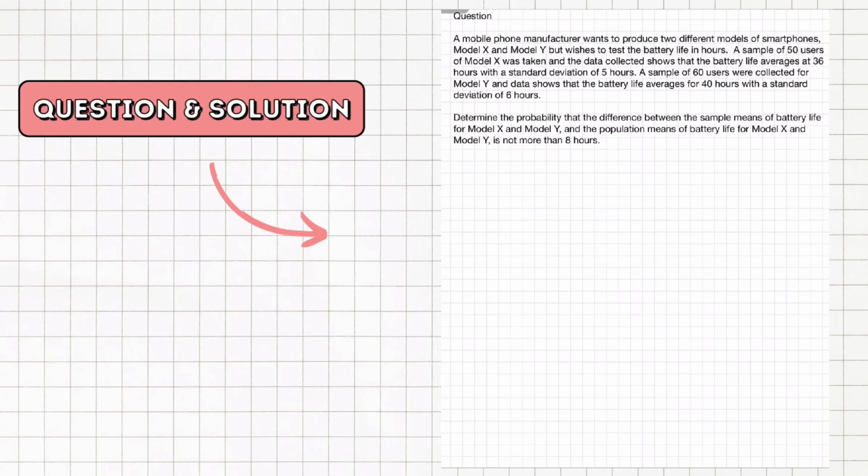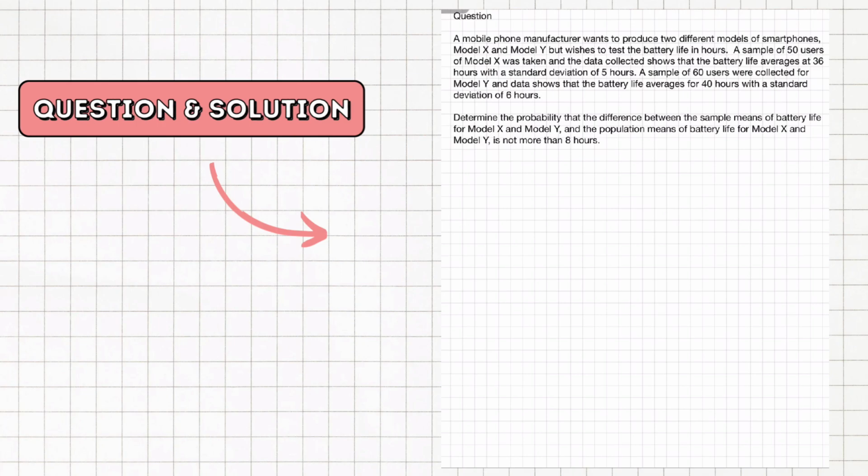So the next question is for testing the differences between two population and sample means. A mobile phone manufacturer wants to produce two different models of smartphones, Model X and Model Y, but wishes to test the battery life in hours. A sample of 50 users of Model X were taken and the data collected shows that the battery life averages at 36 hours with a standard deviation of 5.